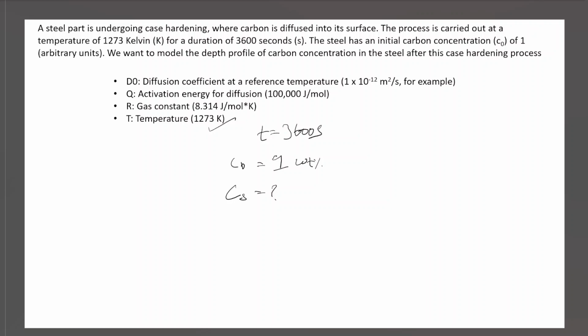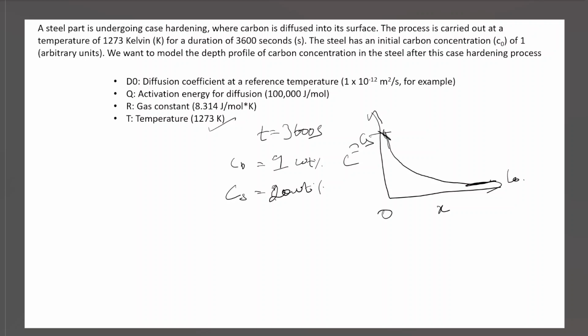And we want to model the depth profile of the carbon concentration. For Cs, I think you can approximate it to like 28%. We have to model the concentration with respect to x after case hardening. Near the surface, where x is equal to 0, C is equal to Cs, like here 28 weight fraction. As it goes deeper inside, it starts to reach the asymptote, which is nothing but the initial concentration C0.